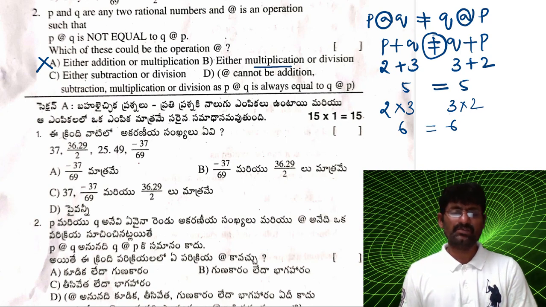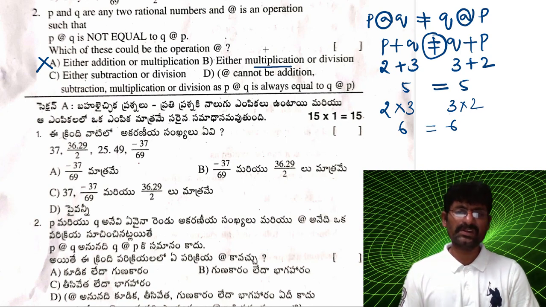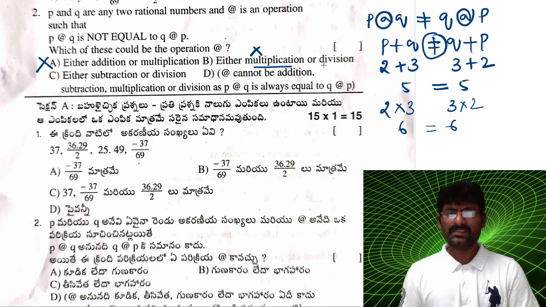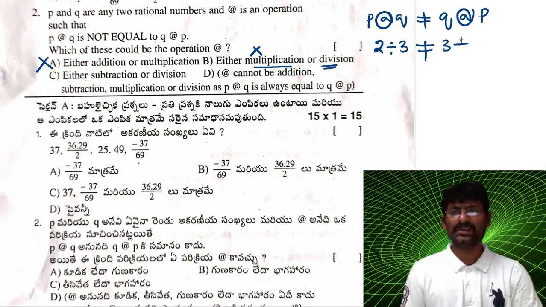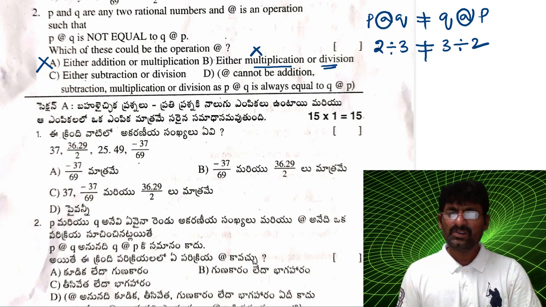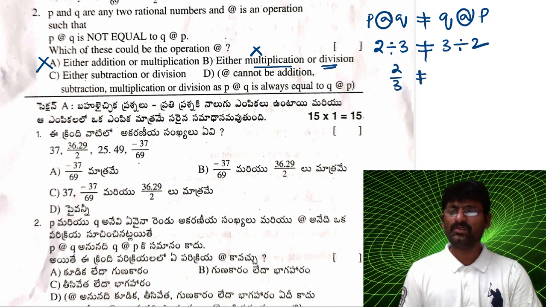Either multiplication or division. We already verified that in the case of multiplication it is not correct. Now let us check division. Let us take the same numbers, 2 and 3. So 2 divided by 3 is not equal to 3 divided by 2. Is it correct or not? 2 divided by 3 is less than 1, and 3 divided by 2 is greater than 1. So 2 by 3 is not equal to 3 by 2. This is correct. So in the case of division, this is correct.